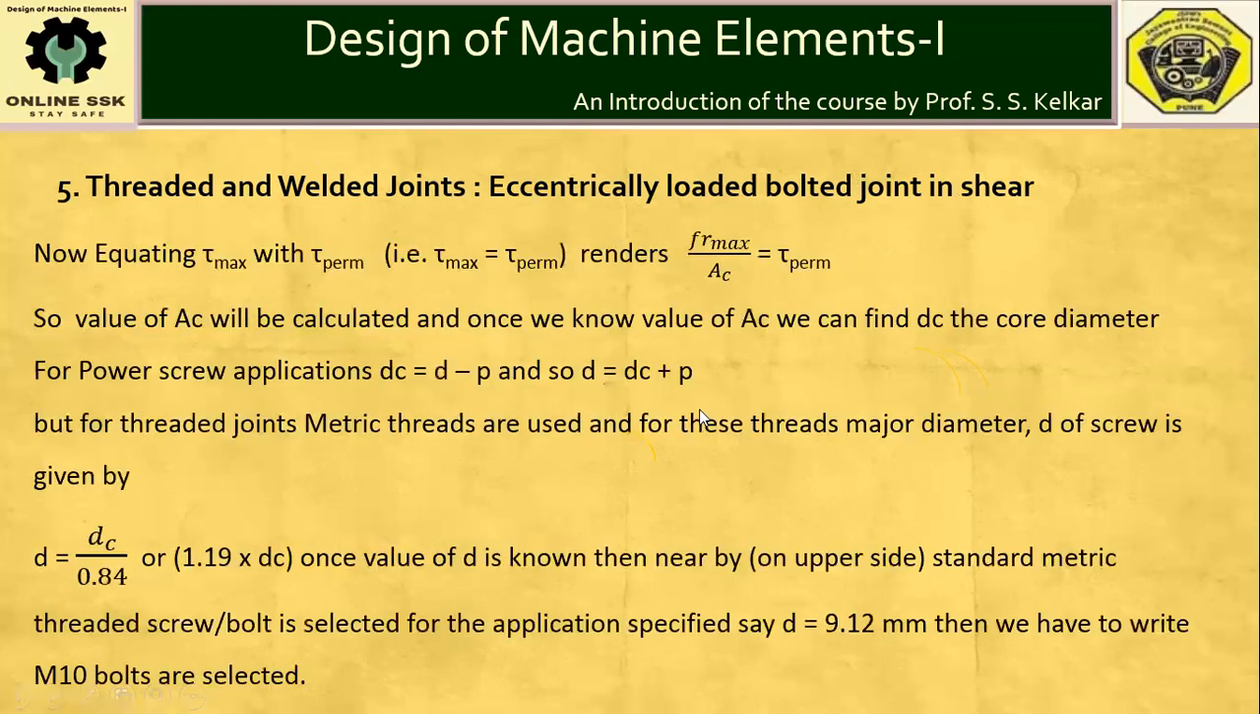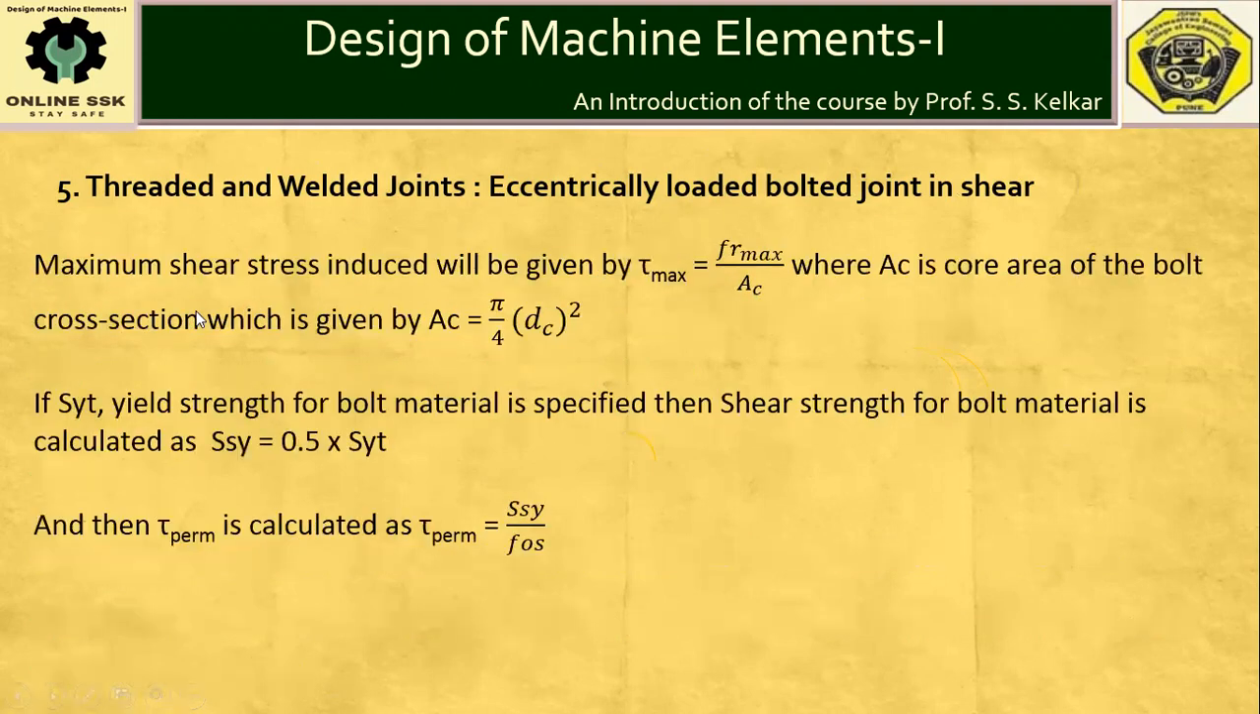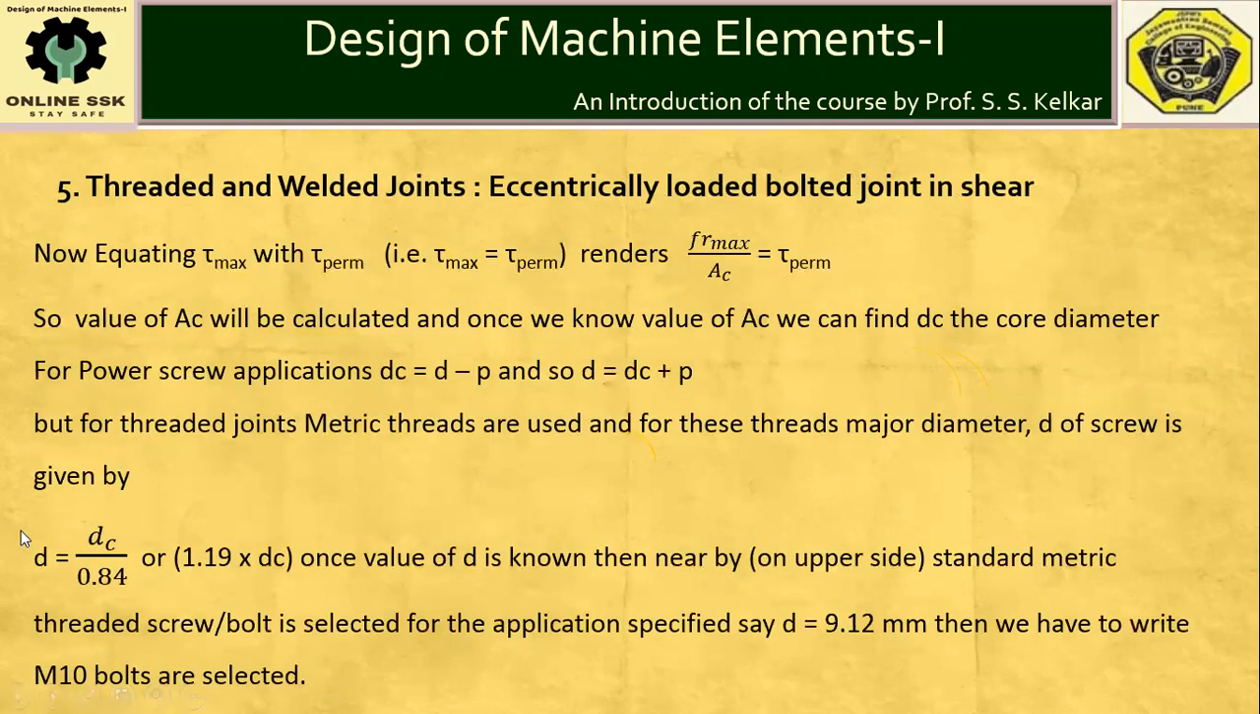While equating tau max, the induced maximum shear stress, with tau permissible, AC, the core cross section area, is the unknown. The value of AC will be found out. AC is equal to pi by 4 DC square. Therefore, the core diameter will be calculated. Core diameter either divided by 0.84 or multiplied by 1.19 will represent D, the nominal diameter of the bolt. Once we find the value of nominal diameter of the bolt, the nearby standard M value is selected as the size of the bolt.